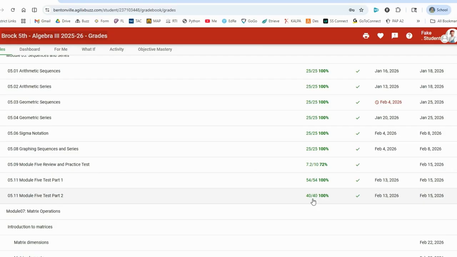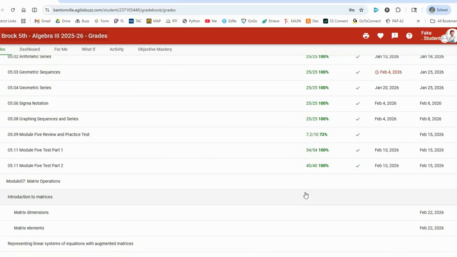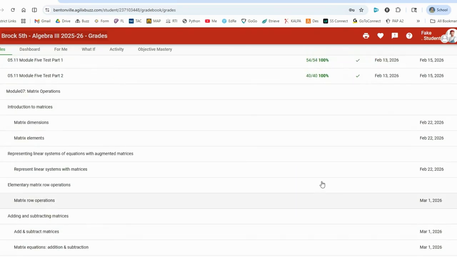So, okay, let's scroll down and look at what this week holds. February 22nd is this Sunday, so this is what's due this week. We're going to get into our matrix operations, working with matrices. And this week we're going to look at matrix dimensions, matrix elements, and representing linear systems.